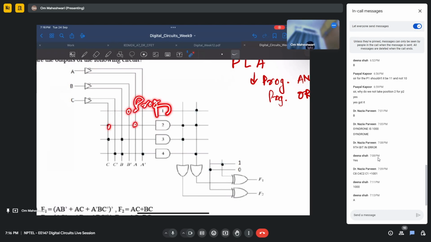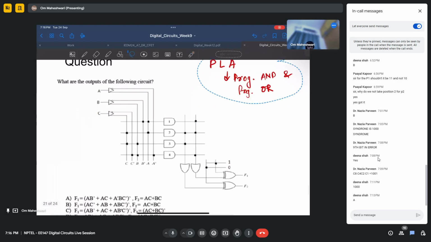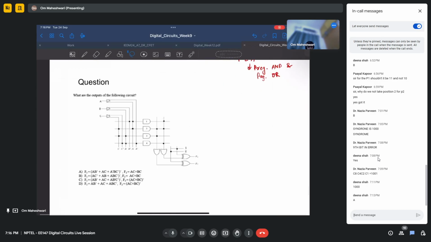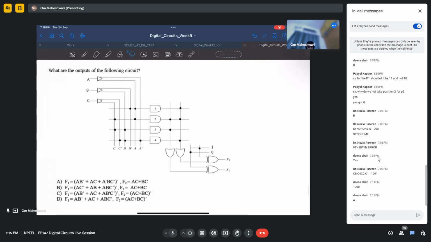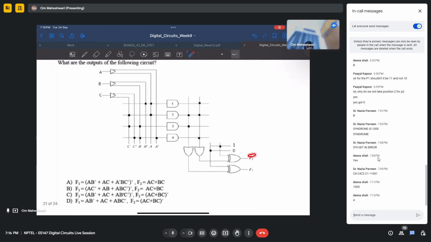So these are the AND gates. So this is programmable AND. Similarly in OR, we have programmability. So this is PLA, programmable AND and programmable OR. Okay, so this is one thing. Keep it somewhere in the corner. Now the question asks what are the outputs of the following circuit. We have to tell what are the outputs F1 and F2. So please spend a minute, then we will solve this.